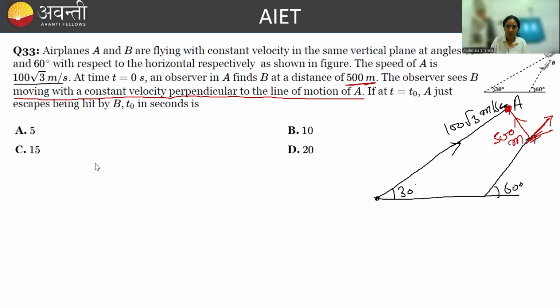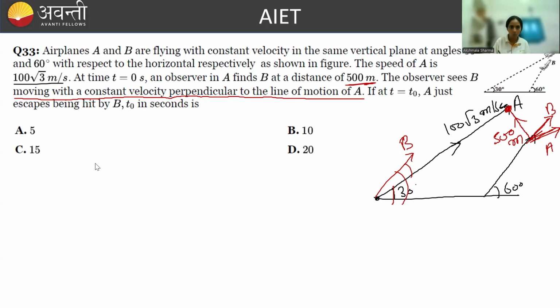This is the direction of A. Suppose this is the direction of A. This is the direction of B. What is the angle between B and A? This is 30 degrees, this is 60 degrees. So this is the 60 degree one. This is B and this is A, 30 degrees. So the angle between B and A is how much?